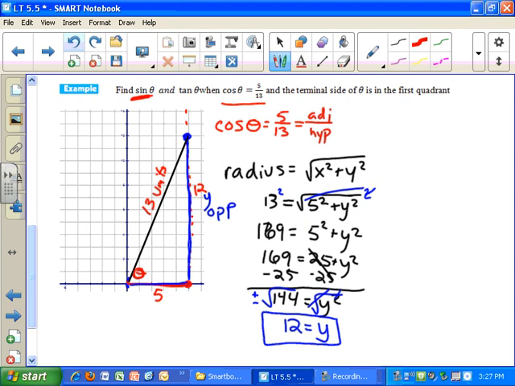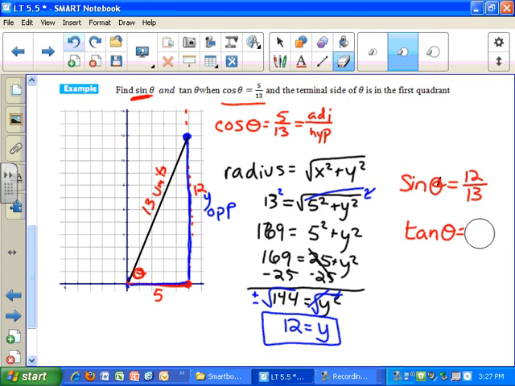So when we are asked to find the sine of theta, sine of theta is the opposite side, which we solved for, 12 over the hypotenuse 13. And the last question, tangent, is the adjacent side, which we already knew. Nope, sorry. Tangent is opposite. It's 12 over the adjacent side 5, and that's where the 5 that we already knew was.